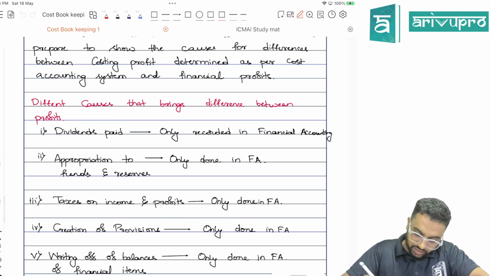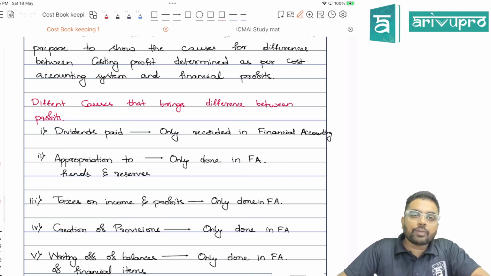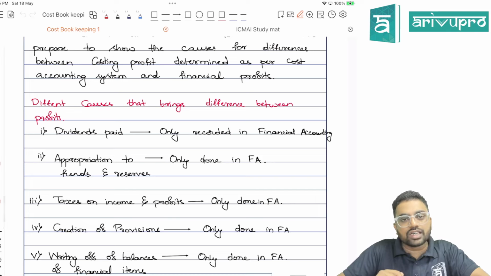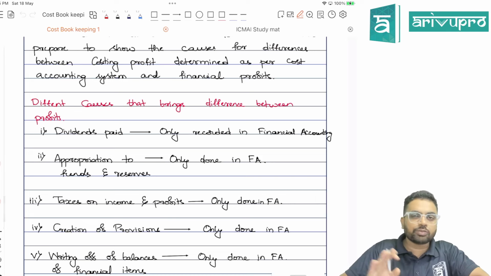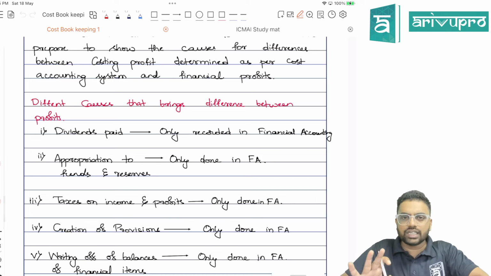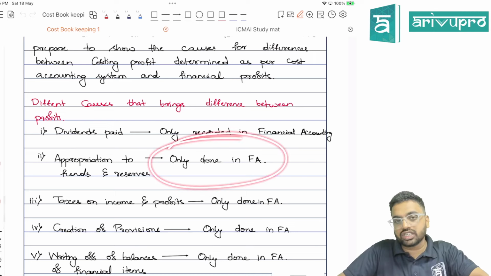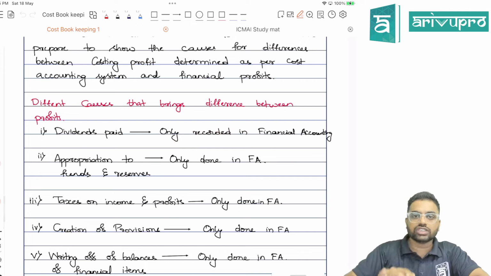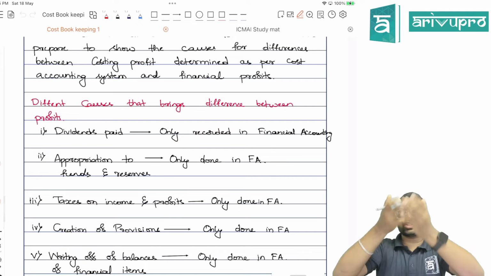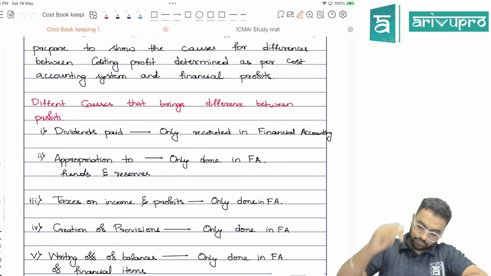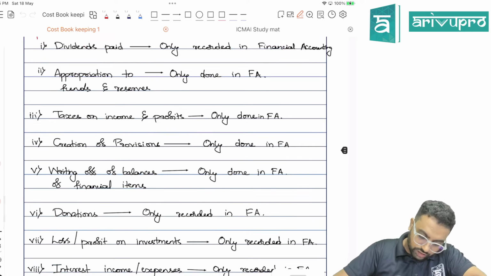Fine. So, again, appropriation of profit. Have you seen that appropriation in the cost records, such as transfers to general reserve, capital redemption reserve, securities premium? No, we haven't seen. It will be there only in the financial accounts. So this is one more cause. It won't be there in the cost accounts, so of course the difference arises. Done. Next is what, sir?